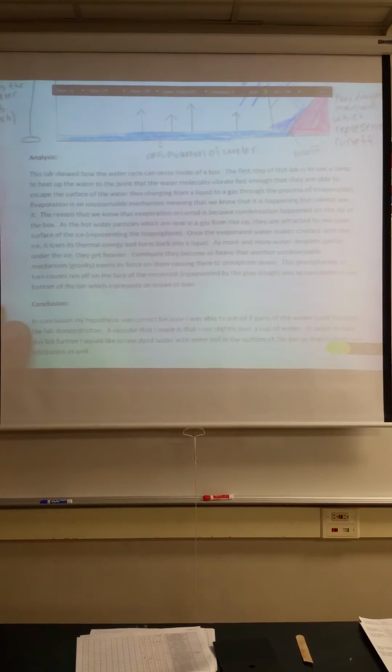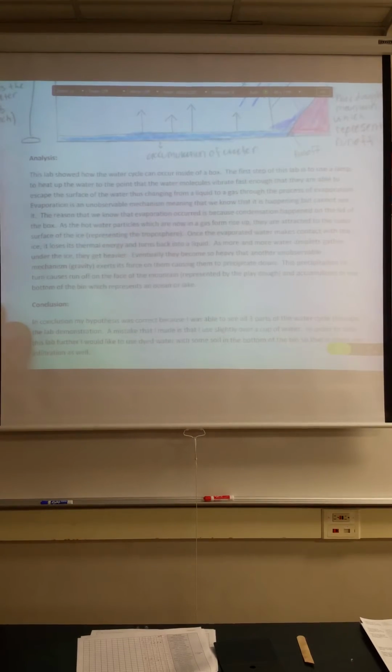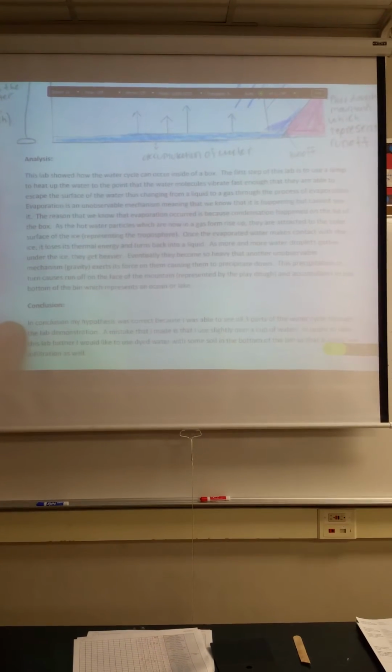This precipitation, in turn, causes runoff on the face of the mountain, represented by the Play-Doh, and accumulates in the bottom of the bin, which represents an ocean or lake.